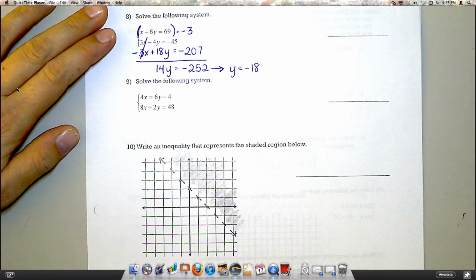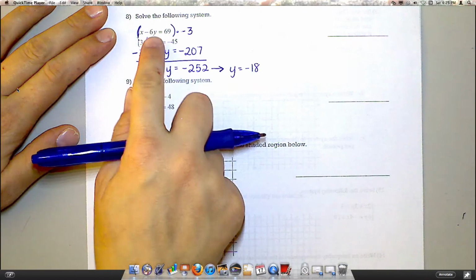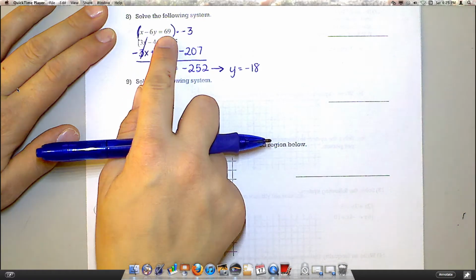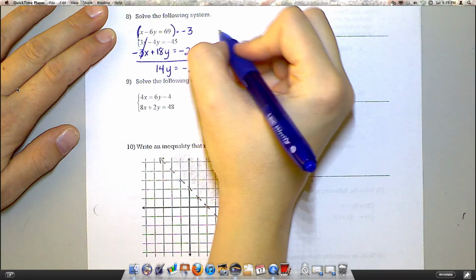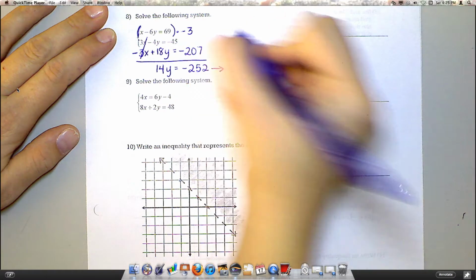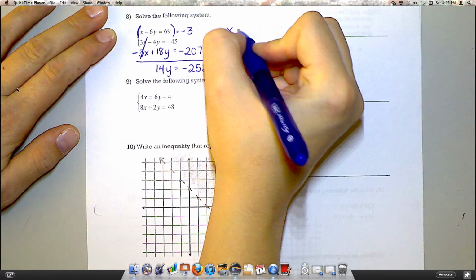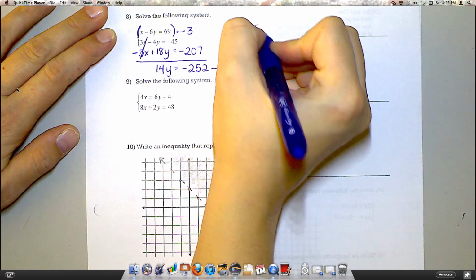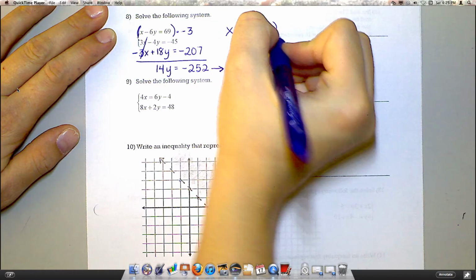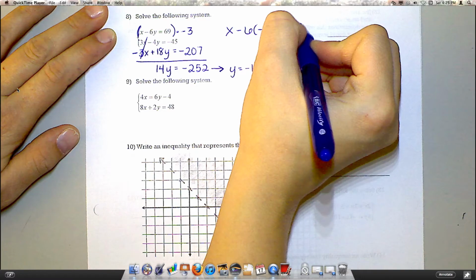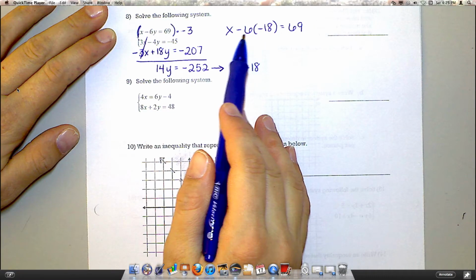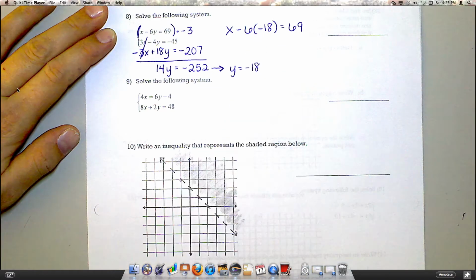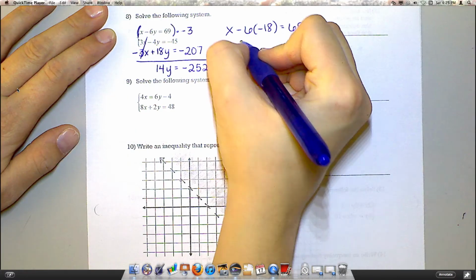And since in that first one I don't really have anything in front of x, my original equation for the first one I didn't have anything in front of x, that's probably an easy one to plug into. So I'm going to now make this equation x minus 6 times negative 18 equals 69. Now be careful here, this is a place I see a lot of mistakes. This is really a negative 6 and a negative 18. So when I multiply those two things together, I'm going to get a positive 108.